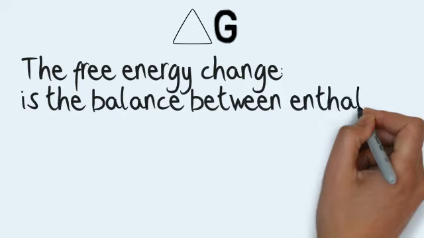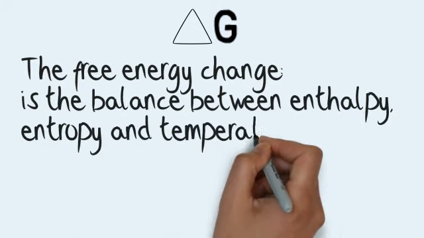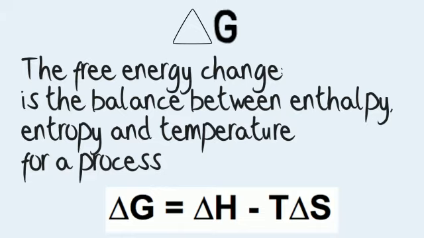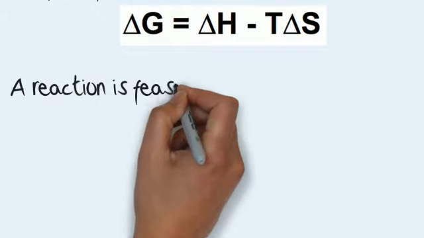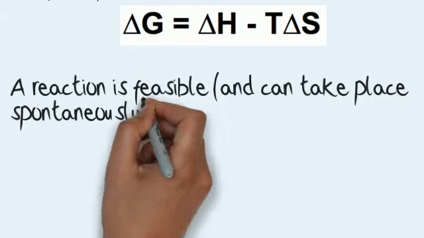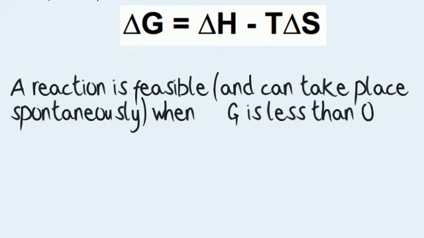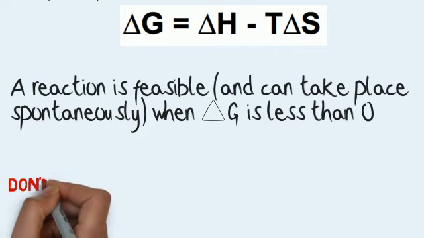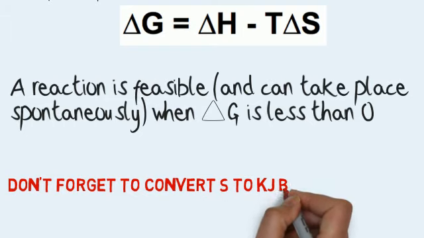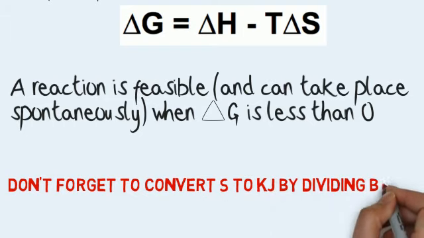Delta G, the free energy change. This is the balance between enthalpy, entropy and temperature for a process. Delta G equals delta H minus T delta S. A reaction is feasible and can take place spontaneously when delta G is less than 0. When you're calculating delta G, don't forget to convert entropy to kilojoules by dividing by 1,000, because usually entropy is quoted in joules.